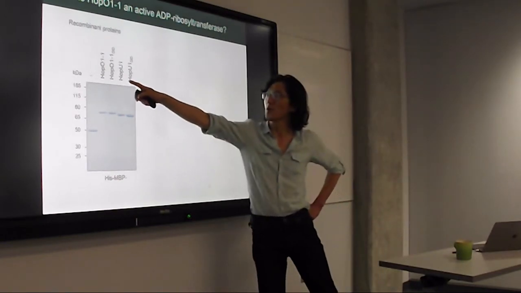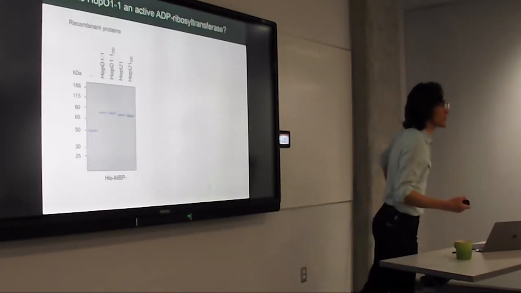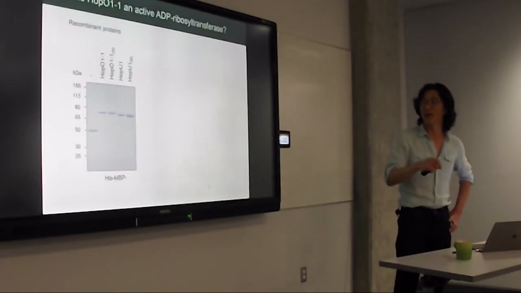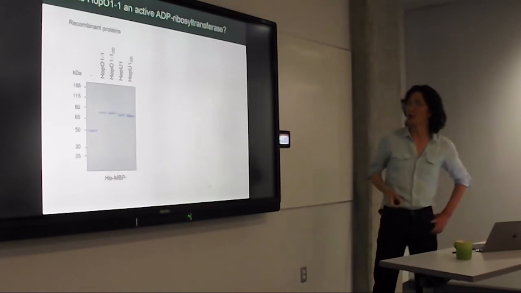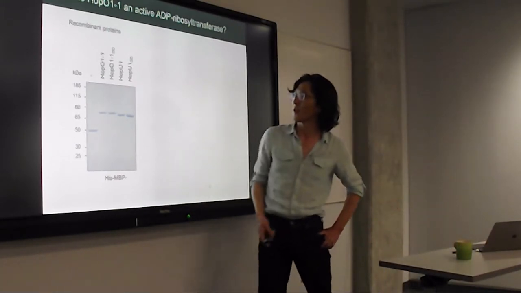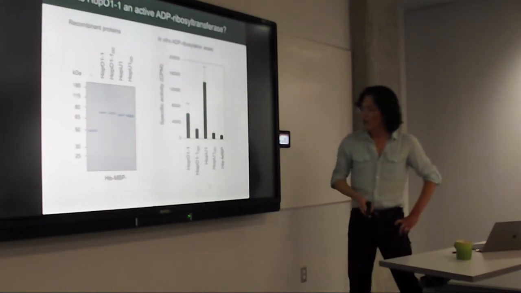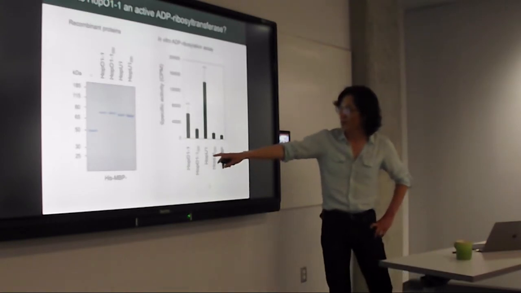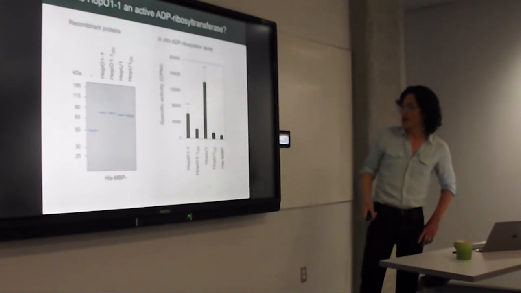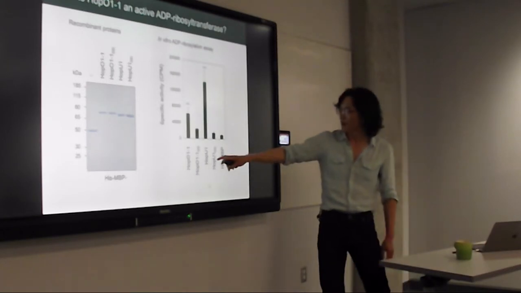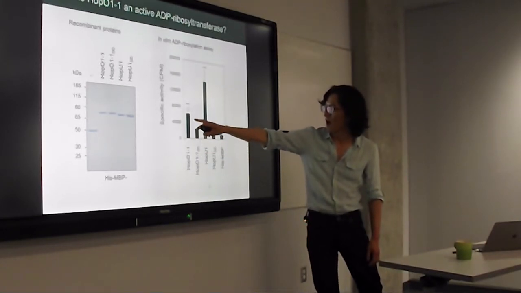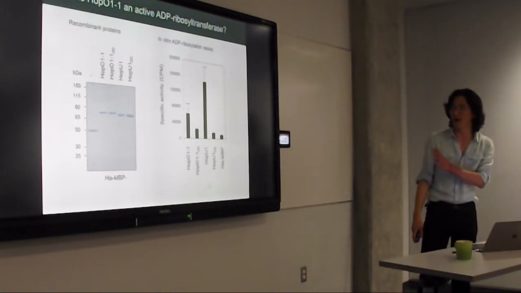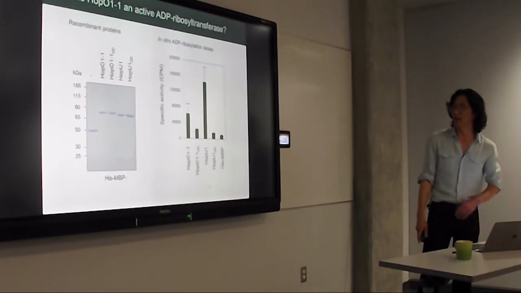HopU1 is another bacterial effector protein, also injected by DC3000, and it has previously been shown to be an active ribosyltransferase. So that protein is used as a positive control, and its catalytic mutant as a negative control. Using the in vitro ribosylation assay, I could nicely reproduce that HopU1 is a really active enzyme. And compared to all the other negative controls, I could see a nice bump for HAP01-1, showing much higher specific activity compared to the rest. So this suggests that HAP01-1 might be an active ADP-ribosyltransferase.